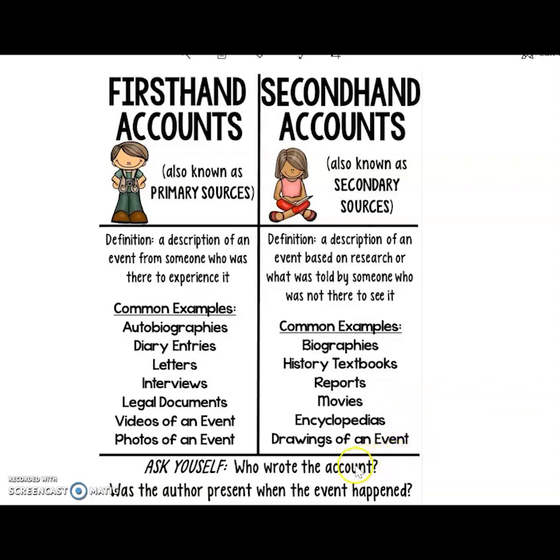So as readers, when we are looking at text, we need to ask ourselves, who wrote the account? Was the author there or present when the event happened? So now we're going to switch over and talk about our text and really focus again on that immigrant, John Muir, and his journey over here to America. Remember, he left from Scotland. And we're going to look at a first-hand and second-hand account from John Muir and see if we can identify the difference between the two.